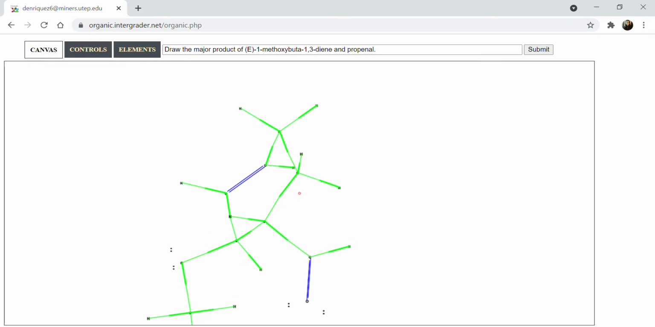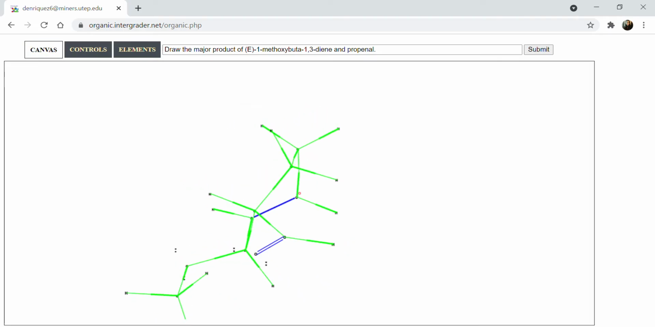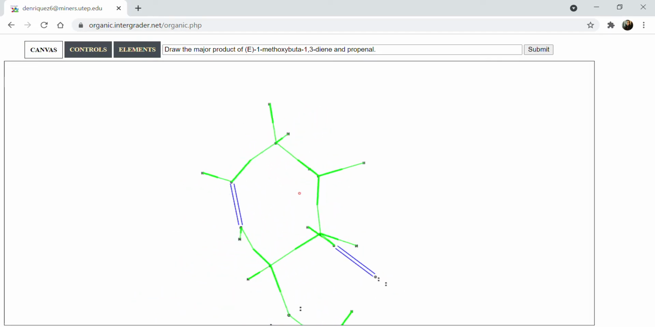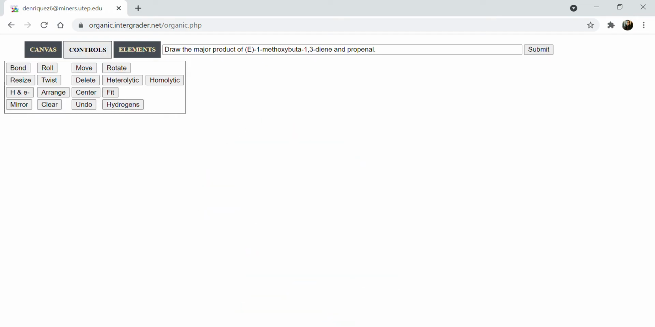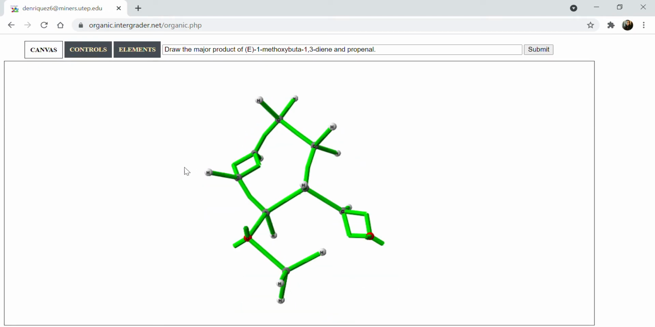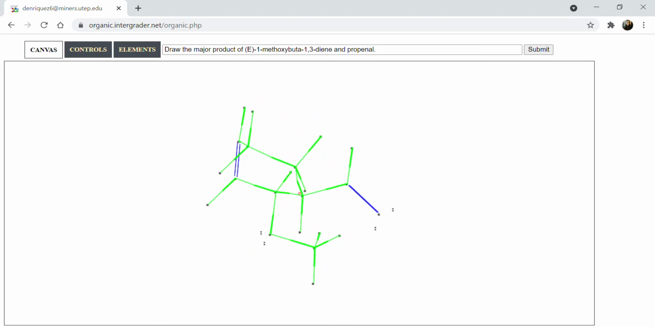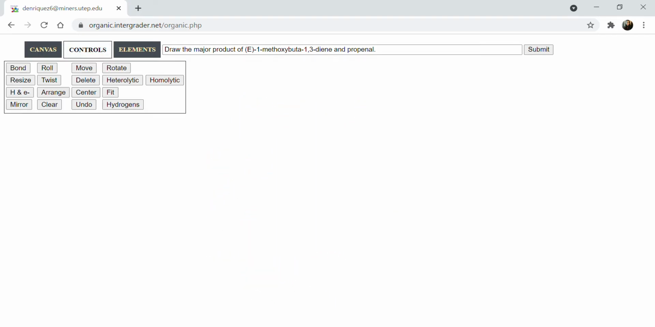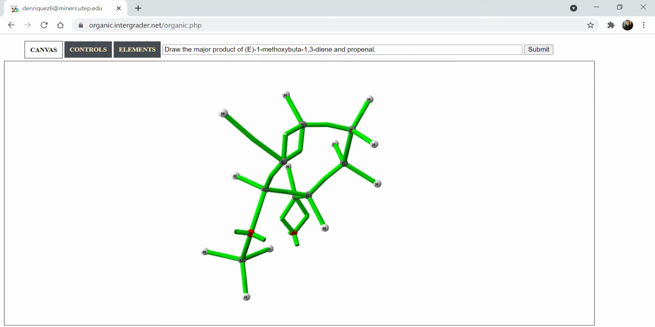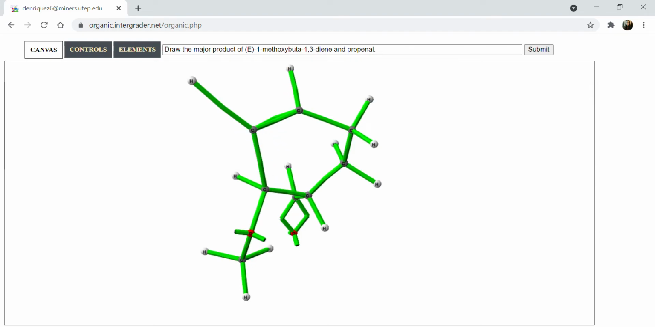Let's see if I did it right. Sometimes it can be a little confusing because you get lines everywhere, but take your time. And then again, I got that funky little thing over here, so I'm gonna go ahead and make it look nice by moving the hydrogens, kind of rearrange it a little bit.